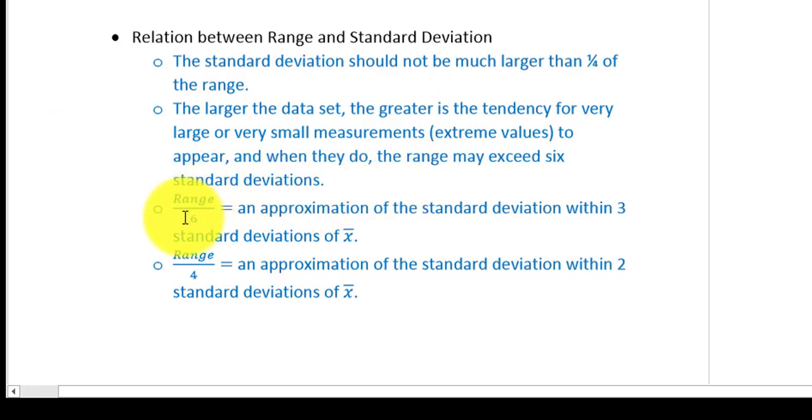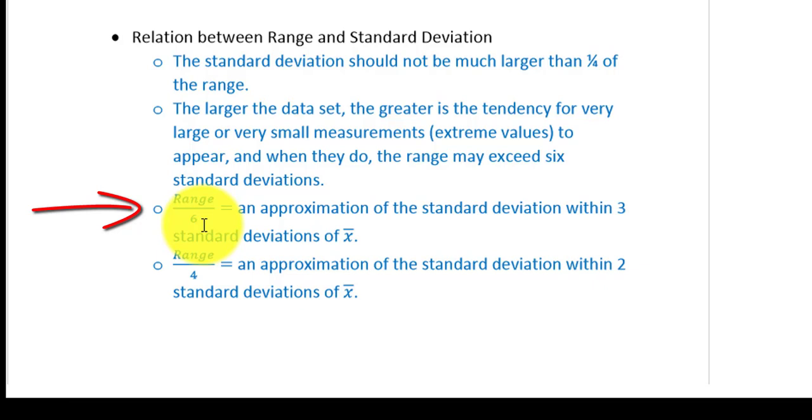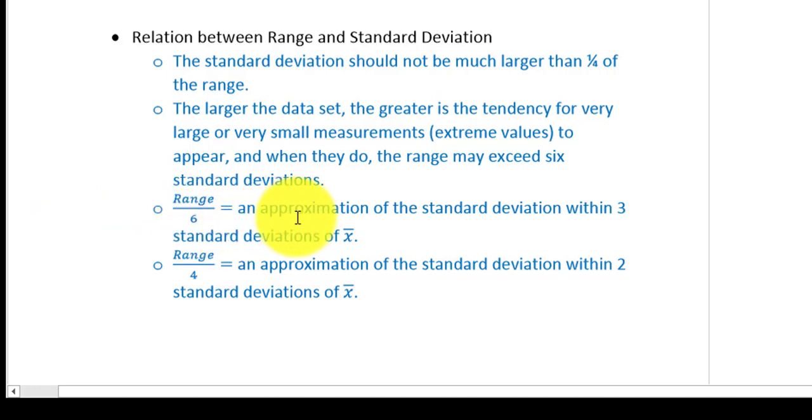So we have 2 different approximations for the standard deviation. When we take the range and divide by 6, that represents 3 standard deviations to the left and 3 standard deviations to the right of the mean. That makes a total of 6. So that gives us an approximation of the standard deviation within 3 standard deviations of x bar. That would be the mean for a sample.